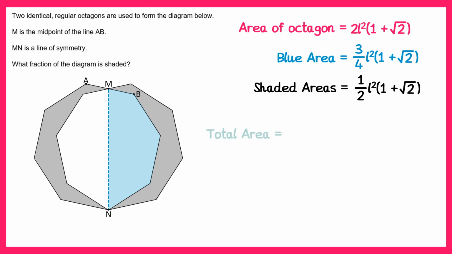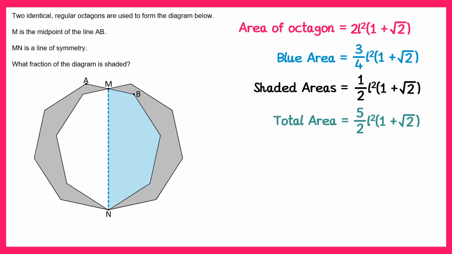Now let's consider the total area of the entire diagram, so both of the octagons together. To do this, we'll take 2 of the shaded areas. Each one of those is half of L squared 1 plus root 2, and if we double that, we just end up with 1 L squared 1 plus root 2. And we also want 2 of the blue areas, and we did this just a moment ago, it's 3 over 2 L squared lots of 1 plus root 2. And if you add these together, you get 5 over 2 lots of L squared 1 plus root 2.